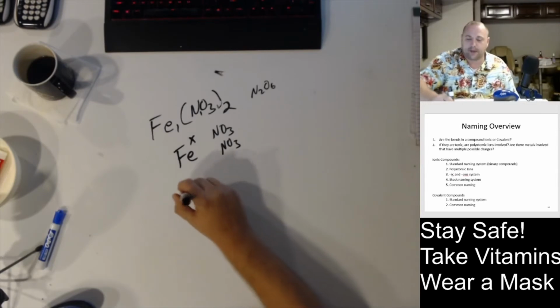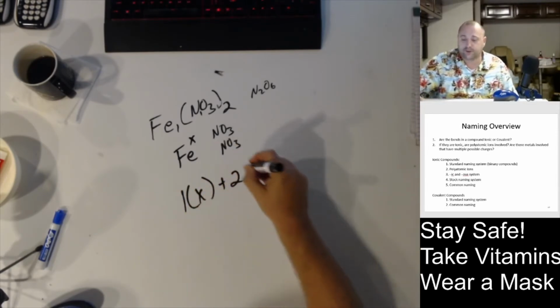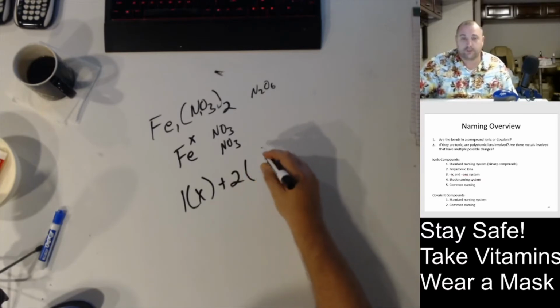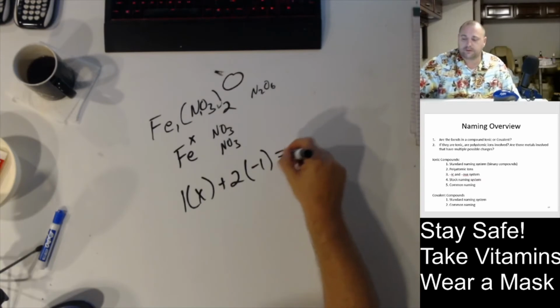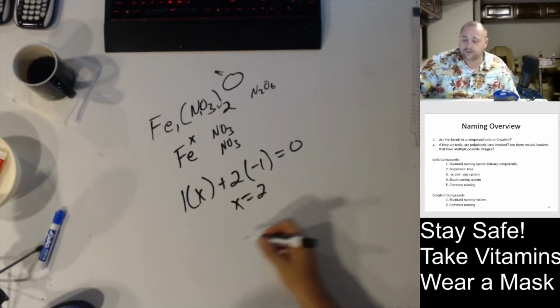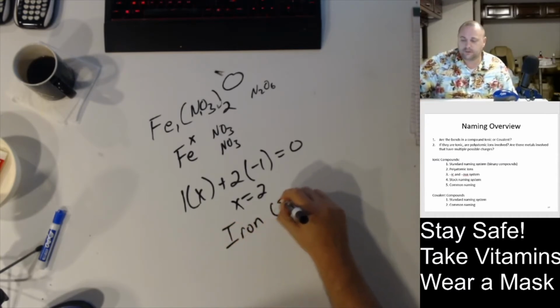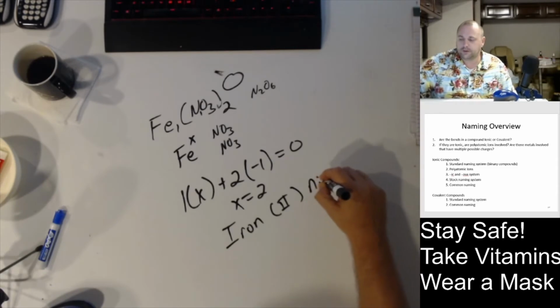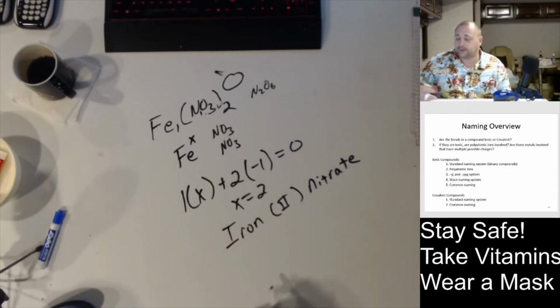So I've got to do my math. 1 times X plus 2. Now, nitrate is my compound here, NO3, and it's got a -1 charge. The total charge out here is 0. So X is going to work out to be 2. So this is iron 2 nitrate. Had to get nitrate from the fact that it was NO3.